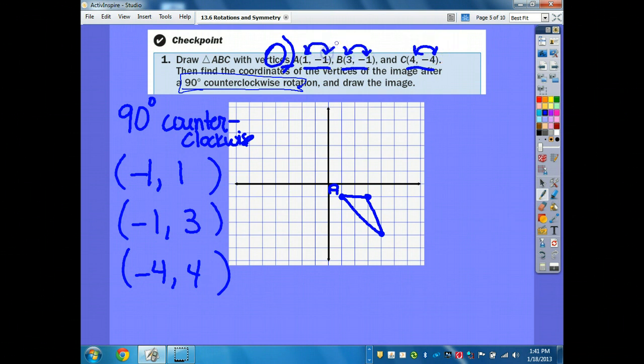Am I done though? No. Now we have to decide which ones do I multiply by -1? The X's or the Y's? X. Counterclockwise. Does that go left or does that go right? Left. So we need to change all the X's. So this becomes a +1, +1, and a +4. There's the new coordinates for our rotation. So now let's plot our rotation.